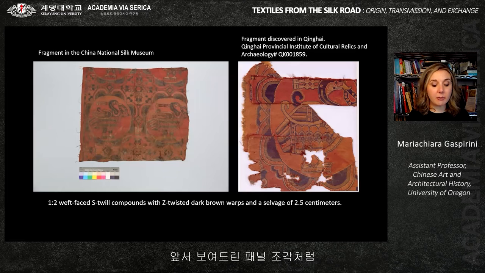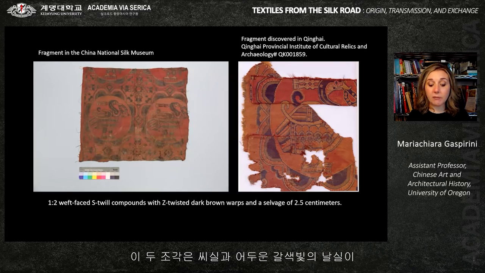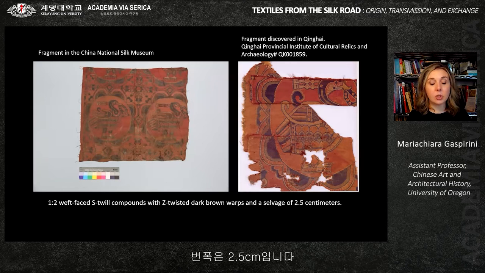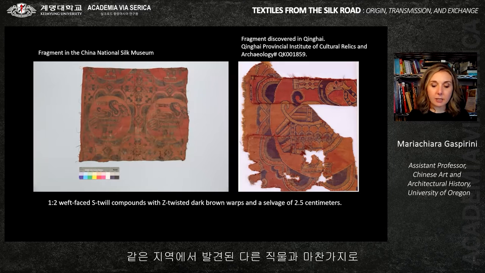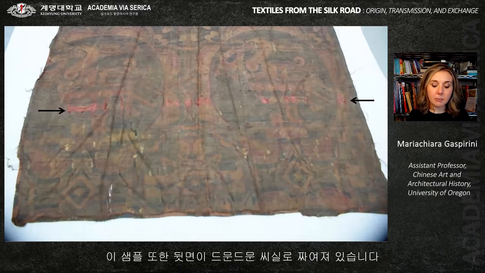Like the previous panel fragment, both of these are weft-faced S-twill compounds with Z-twisted dark brown warps and have a selvage of 2.5 centimeters. Like other textiles from the same area, these samples have occasionally weft floating on the back.